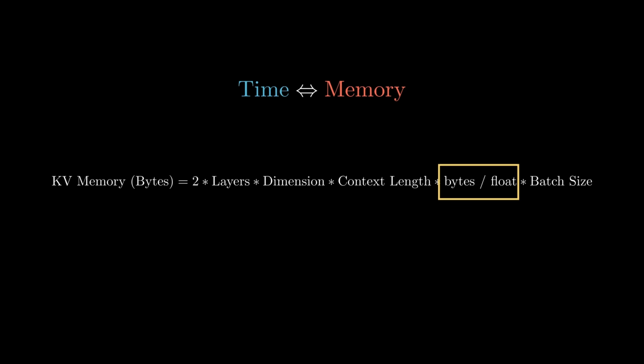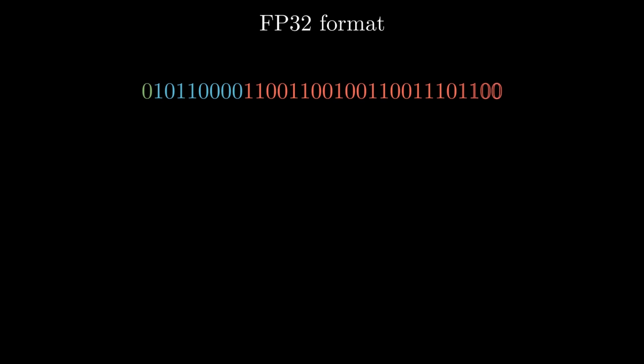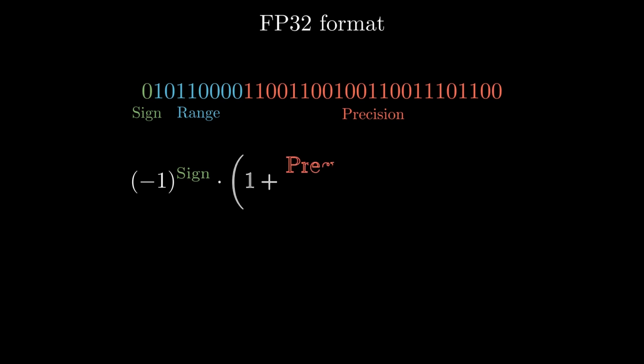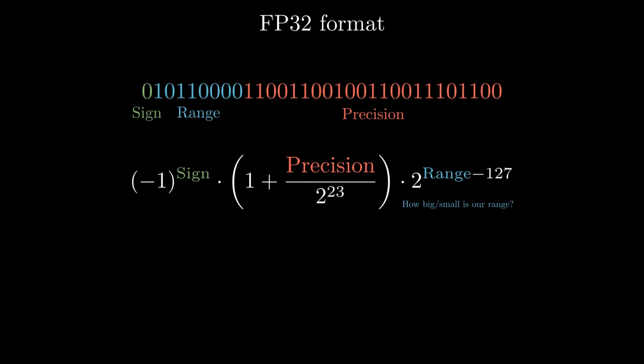So the way floating point numbers are represented in computers, they have 3 types of bits. Sign bits, which I'm going to mostly ignore, exponent, which I'm going to call range bits, and mantissa, which I'm going to call precision bits. This is the official standard for FP32, which is a pretty common training format. This is a bit complicated, but the gist is that your range determines how large or small your values can get.